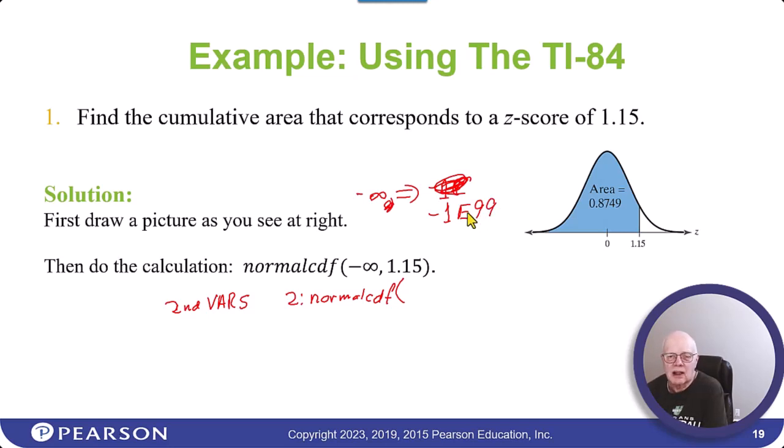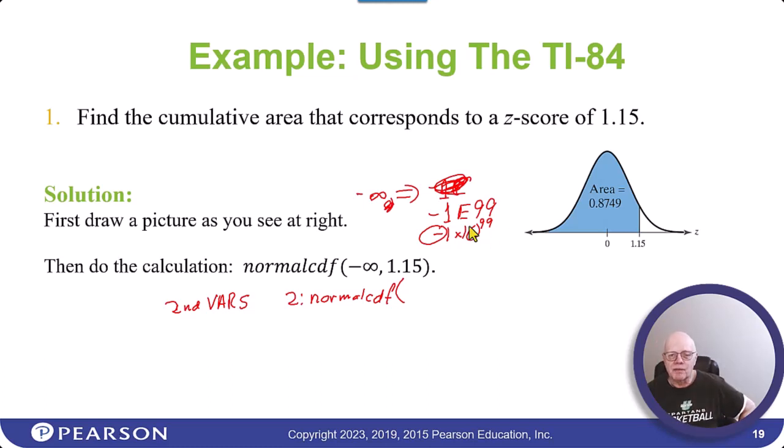First of all, what does this mean? It means negative 1 times 10 to the 99th power. That is pretty big, and it's negative. So for all intents and purposes, this is negative infinity.